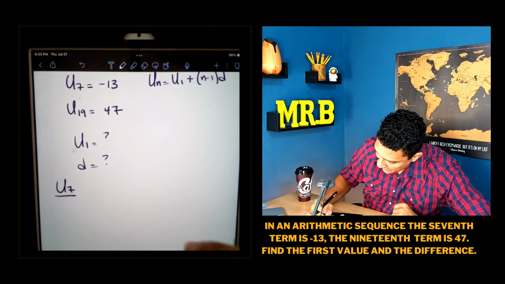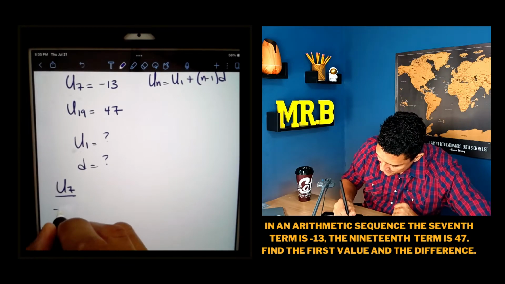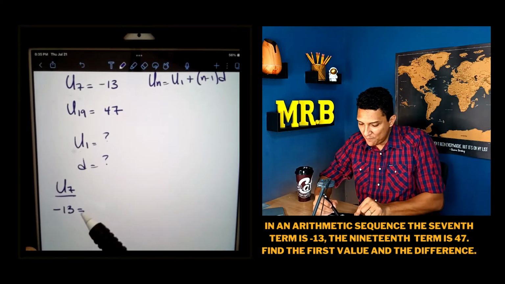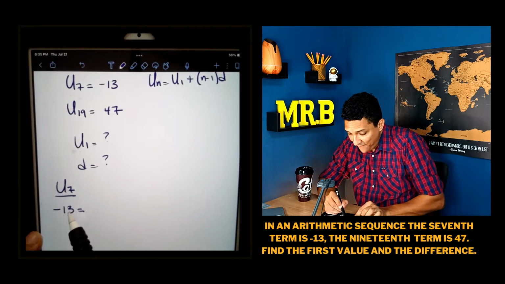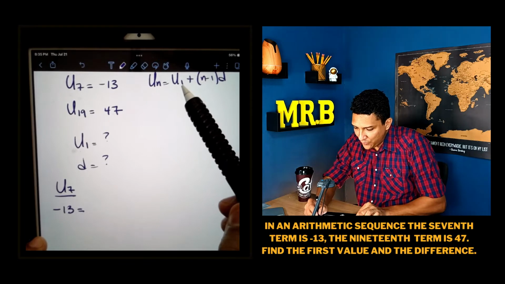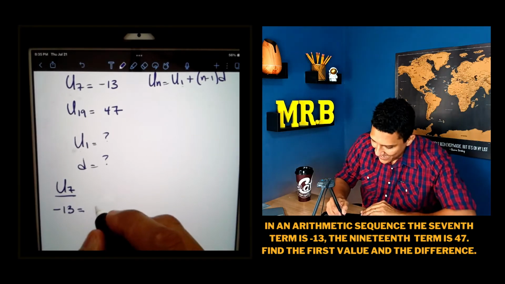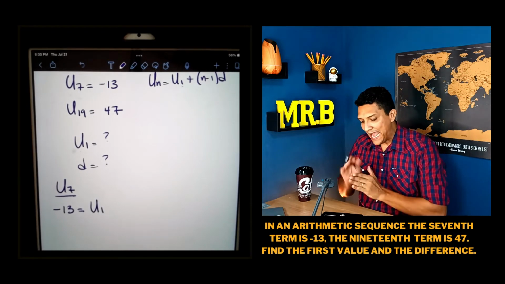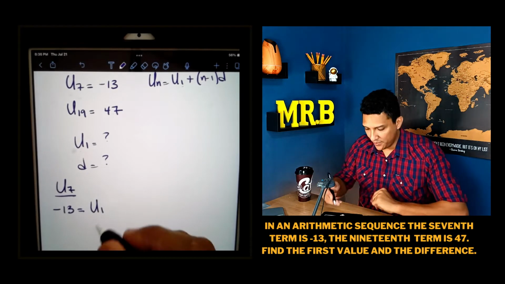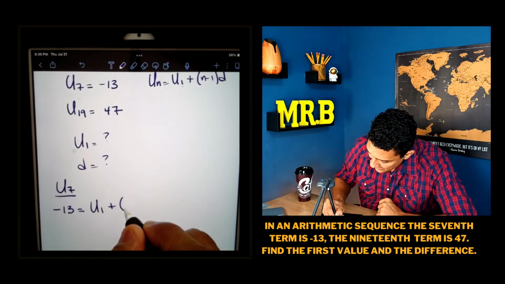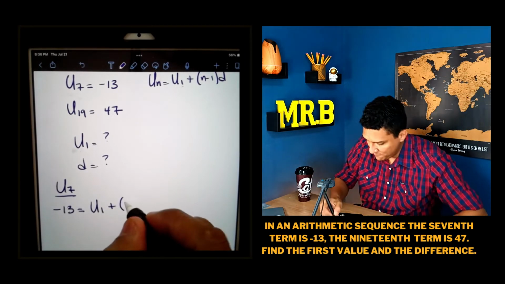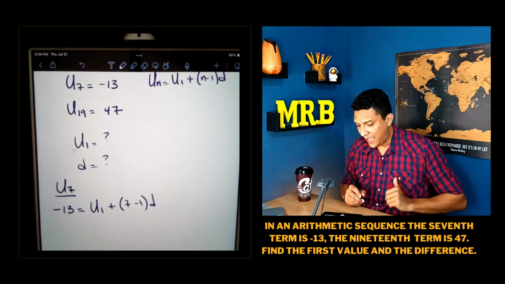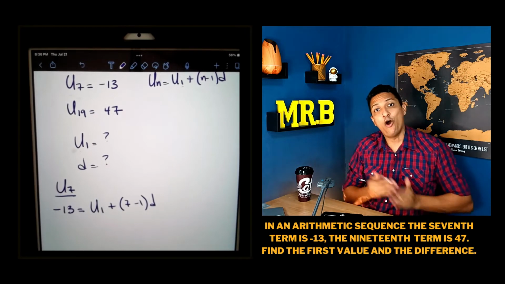I know that the seventh term is negative 13. Notice that what I'm doing is replacing the value of the seventh term in the main equation. U7 equals U1, but I do not have U1, so I'm going to keep it as U1. Then n is 7 because I'm talking about the seventh term, minus 1, times d. And I do not know d because it's the other variable.